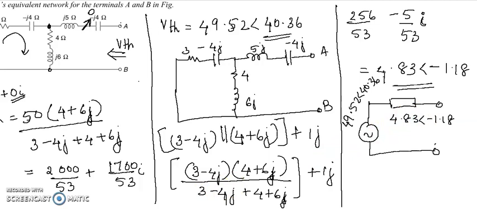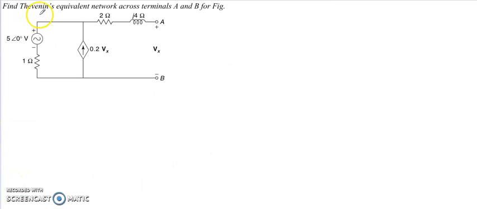So now we'll move on to the next problem. The question is, find Thevenin's equivalent network across terminals A and B for the figure. Similarly, we have two terminals A and B and there is no load resistor, and it is given Vx is the voltage at this point. Therefore we know that VTH is the voltage we have to find across these two terminals, and therefore VTH is equal to Vx.